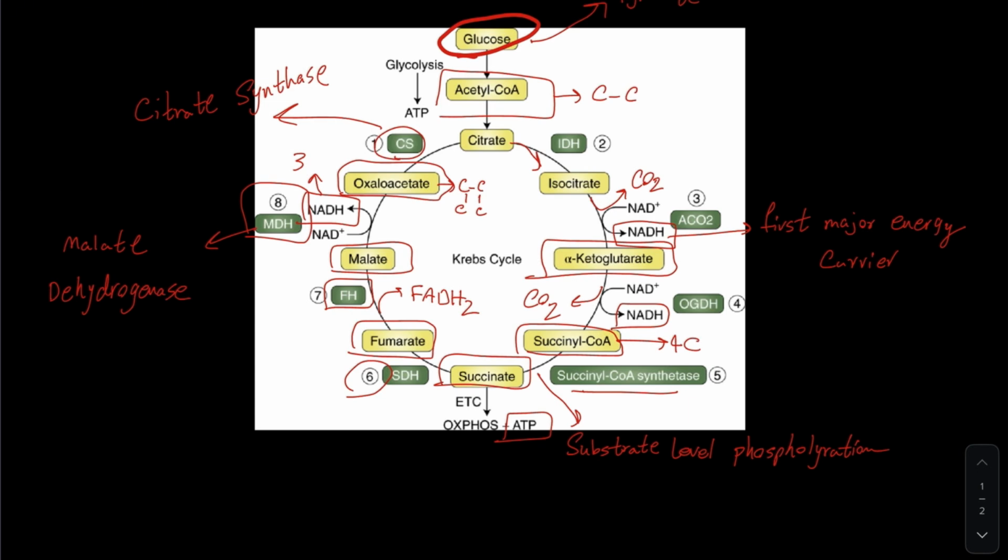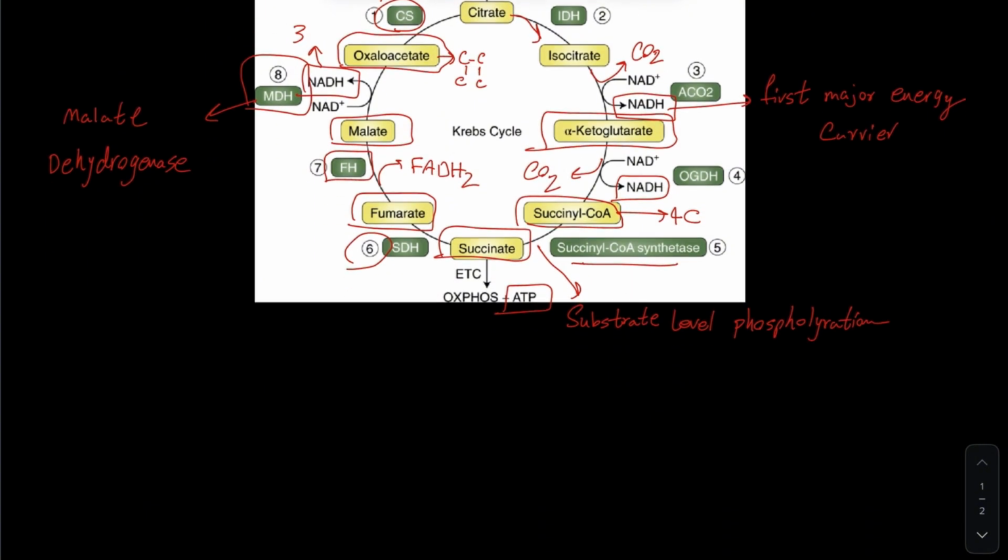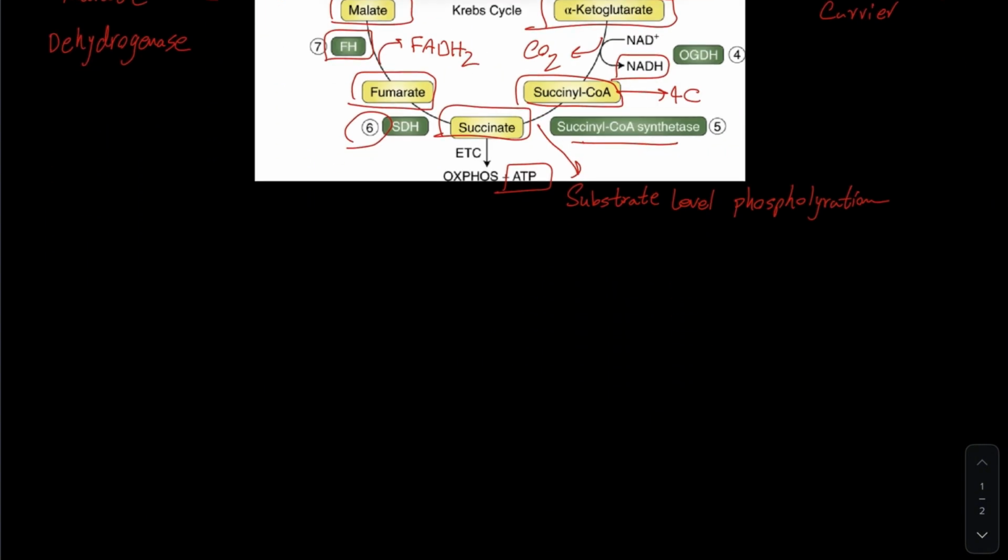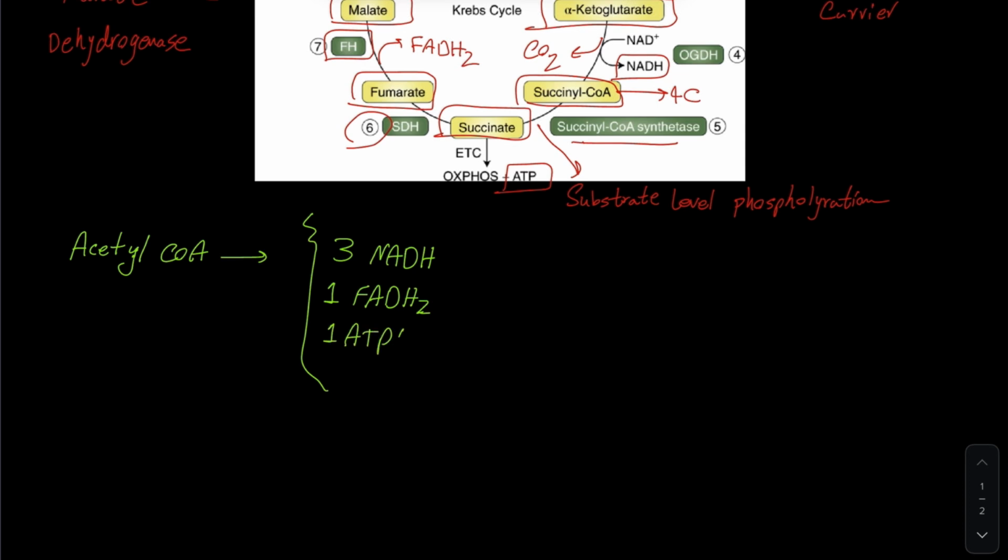So, what did one turn of the Krebs cycle actually accomplish? Let me summarize for you. From one Acetyl-CoA, the cycle produces 3 NADH, 1 FADH₂, 1 ATP or GTP, and 2 CO2, or carbon dioxide.